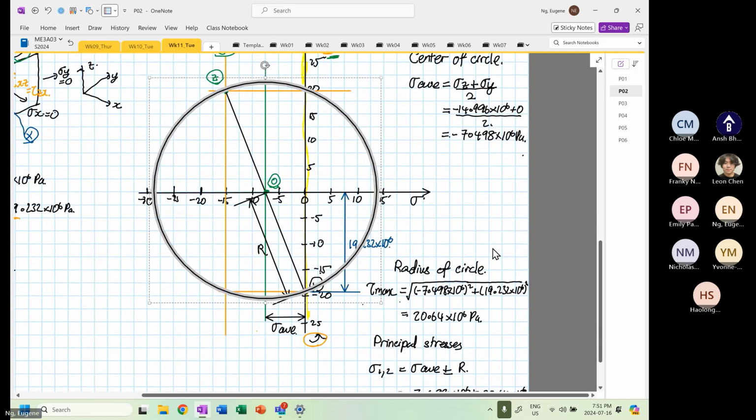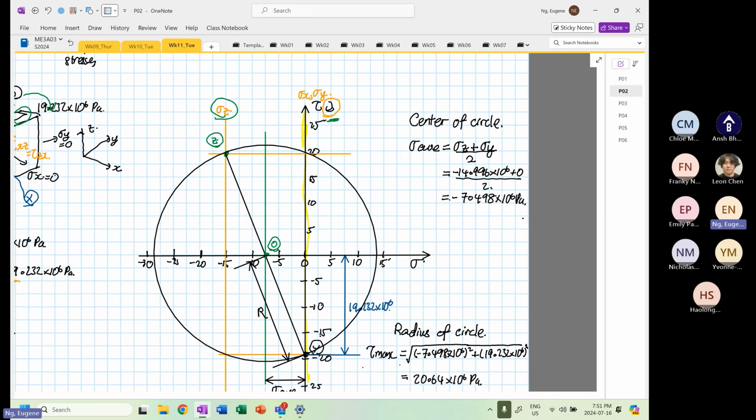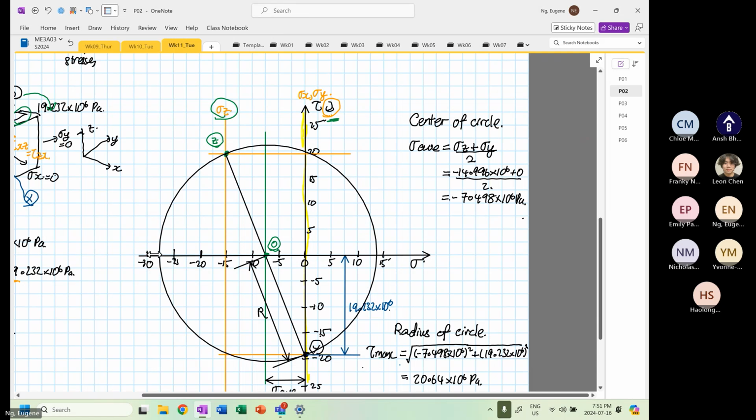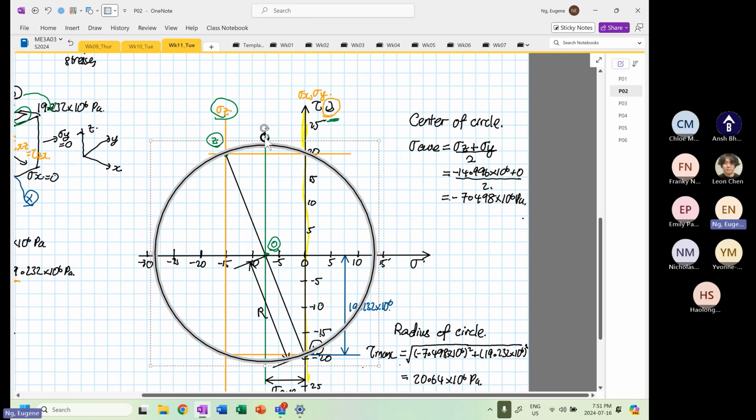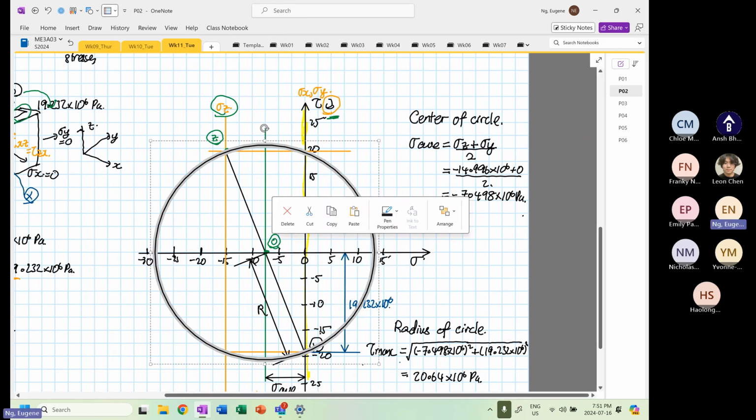Better now. So the maximum 20.64. Maybe it's, let me see, 5, 10, 15, 20, 25, 30, 27. Maybe I need to squash this a bit. 27. Okay. That's why I don't like the scale. And then this is too high up. I think I need to squash this a bit. Okay. Anyway, it's a sketch. Okay. So this is our Mohr circle.